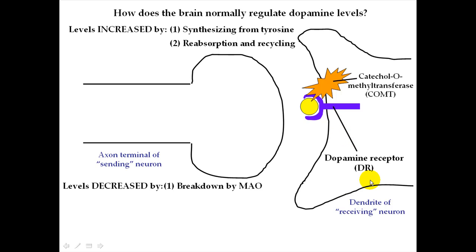And the name of the enzyme that's produced by the receiving neuron is called catechol-O-methyltransferase, or COMT. That is the abbreviation that we'll use. And again, it breaks down dopamine as well. So another way that the levels of dopamine can be decreased is that it can be broken down by COMT.